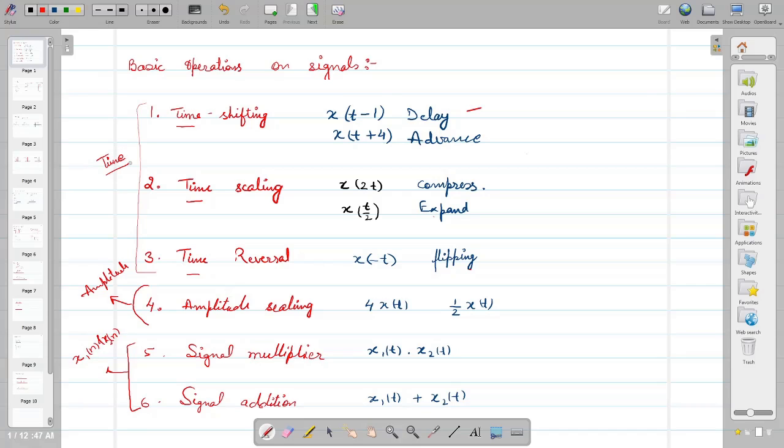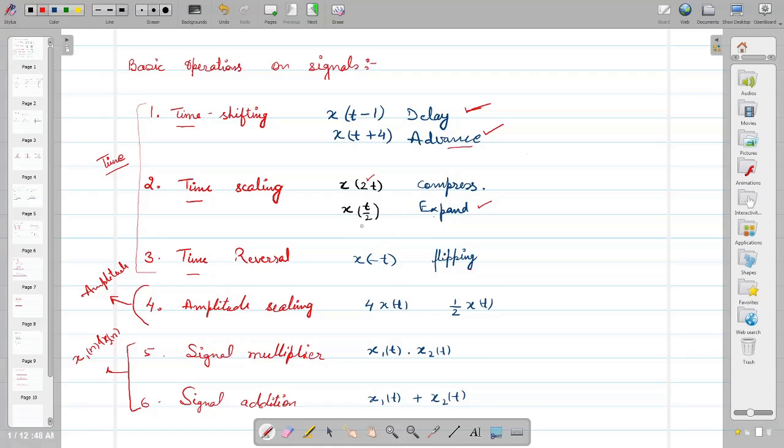When we are talking about time related operations, there is time shifting. Time shifting is divided into two parts. One is time delay, another is time advance. In time delay, we are subtracting some constant from the time index, and adding a certain constant to the time is called advancement. Another operation related to time is time scaling. We can compress by multiplying by a constant, and by dividing we can expand the signal.